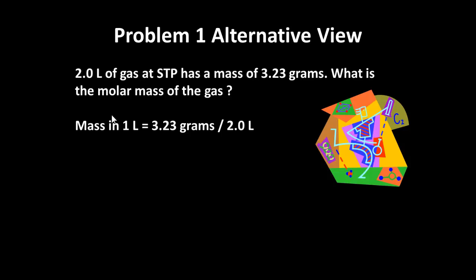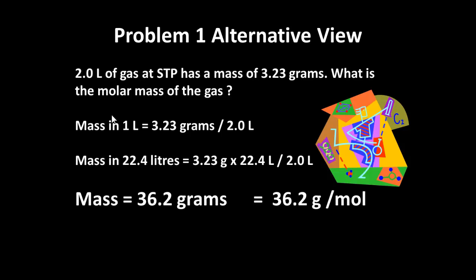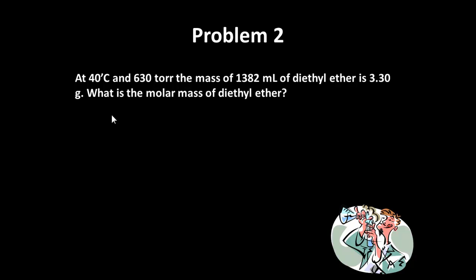Look at it another way. The mass in 1 litre is 3.23 divided by 2, so the mass in 22.4 litres is 3.23 times 22.4 over 2. Going to come to the same answer, 36.2 grams. That's of course 36.2 grams per mole.